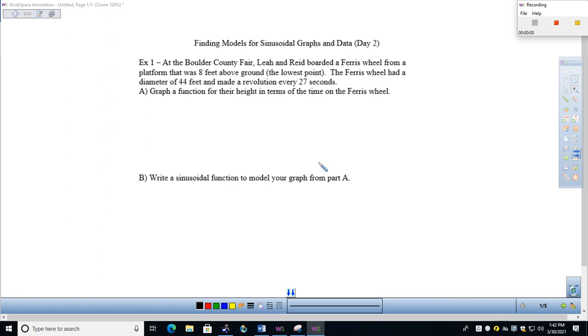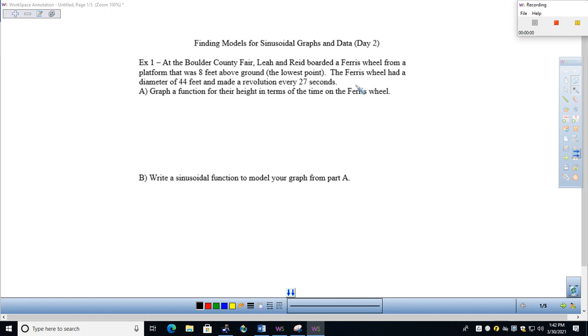So just a Ferris wheel problem. We've looked at this before. In fact, we've investigated this pretty thoroughly, that when we graph a function for the height in terms of time on the wheel, we get a pattern on the coordinate plane that is sinusoidal in nature.